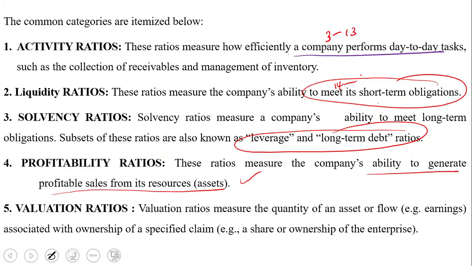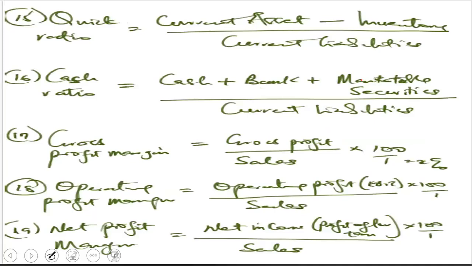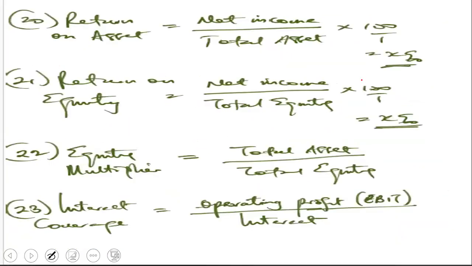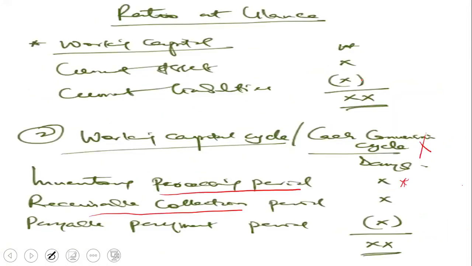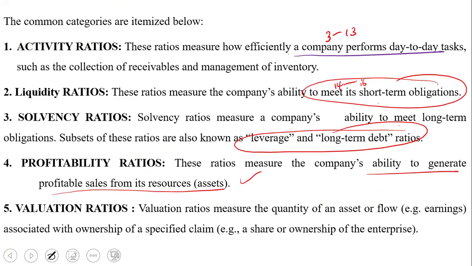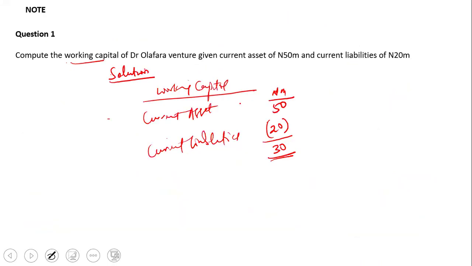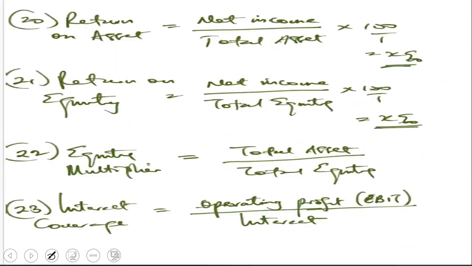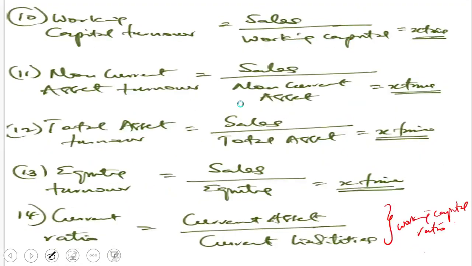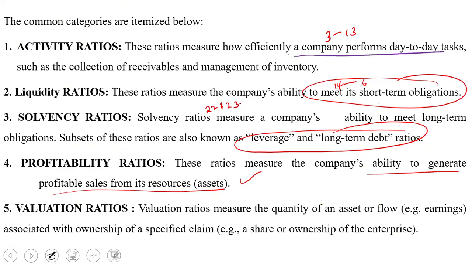So when you are reading, you can also look at it this way. Then for the other solvency ratio, that is number 22 and 23. Then when we talk about profitability ratio, you get all of that from number 17 to number 21. So that gives us all those ratios that we have seen.